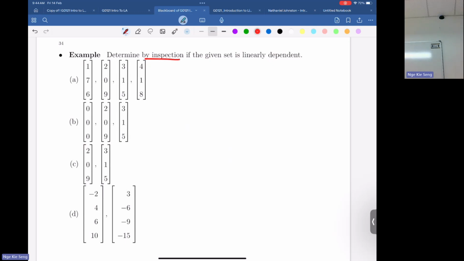Okay, so did you check? You checked. Okay, so what did you do? Can you tell us? Maybe choose one of them. Let's pick one. First one. Okay, first one. You claim that this is linearly what? Dependent or independent? Independent. Why? Can you tell us why?